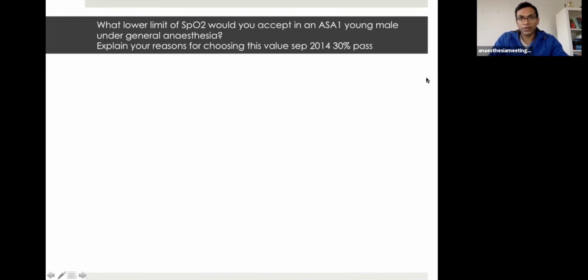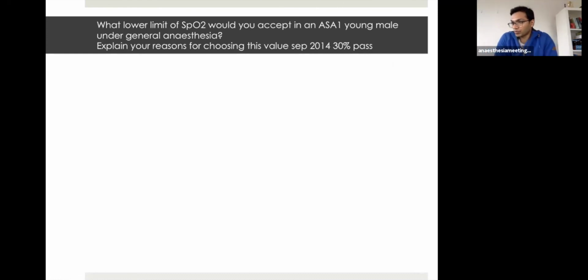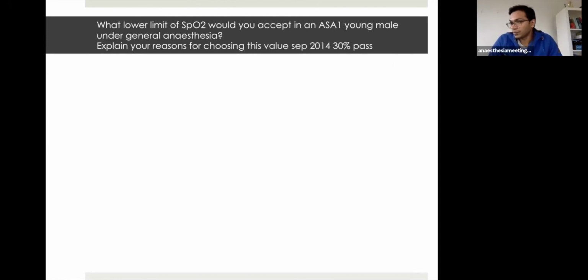Just take a screenshot or photo of this question. So, what lower limit of SpO2 would you accept in an ASA1 young male under general anesthesia? Explain your reasons for choosing this value. In a healthy ASA1 patient, I start off by defining SpO2, which is the plethysmographic oxygen saturation, or the percentage of oxygen-bound hemoglobin at systole, or the peak oxygen hemoglobin bound. Sounds good. A normal SpO2 for this patient would be above 96%. Yes. And I would aim for oxygen saturation above 96%, because that is their physiological baseline.